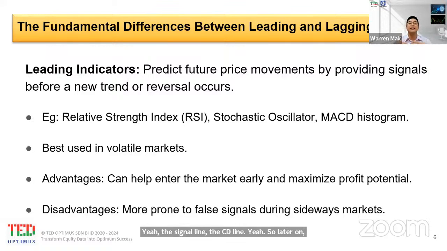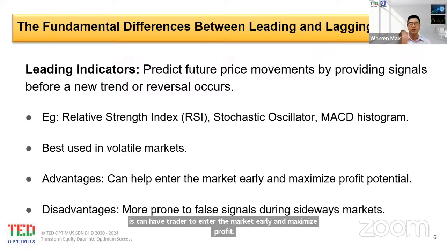And of course, these leading indicators for predicting future price movement are best used in a volatile market. Meaning that if the market is quiet or sideways and does not show you a volatile chart, then using these leading indicators may not give you good results or good insights. The advantage of using leading indicators is that they can help traders enter the market early and maximize profit potential. So this is the usefulness of this.